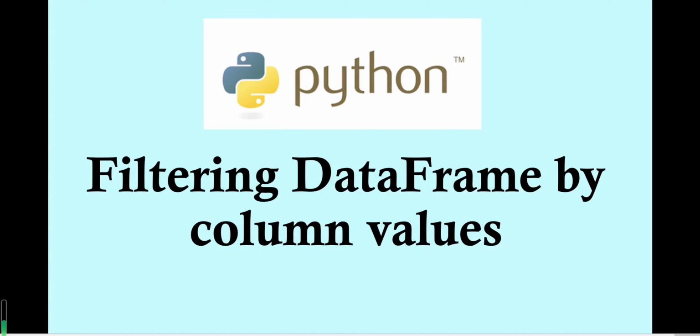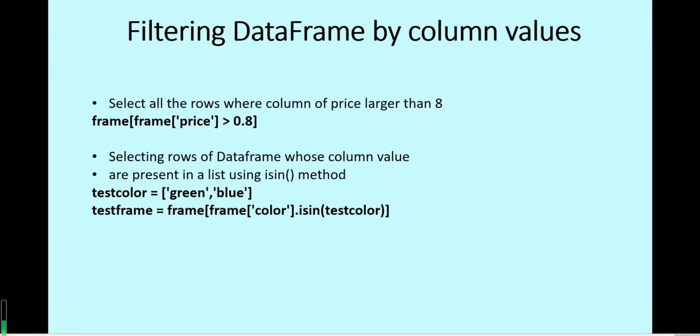In this video, we will show how to filter a data frame by column values in Python. So basically, there are two kinds of methods to get all the rows where certain conditions are met for the columns. The first one is to use, for example, the column called price in this data frame, the value. If this value is larger than a certain value, then we will select all the rows of this data frame.